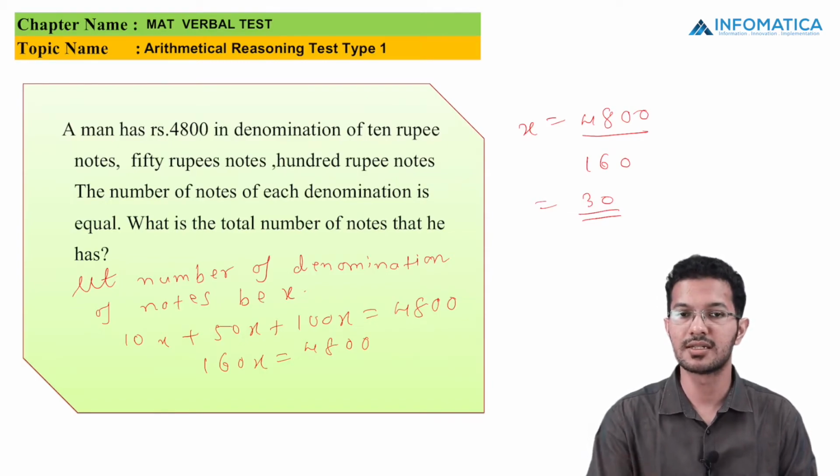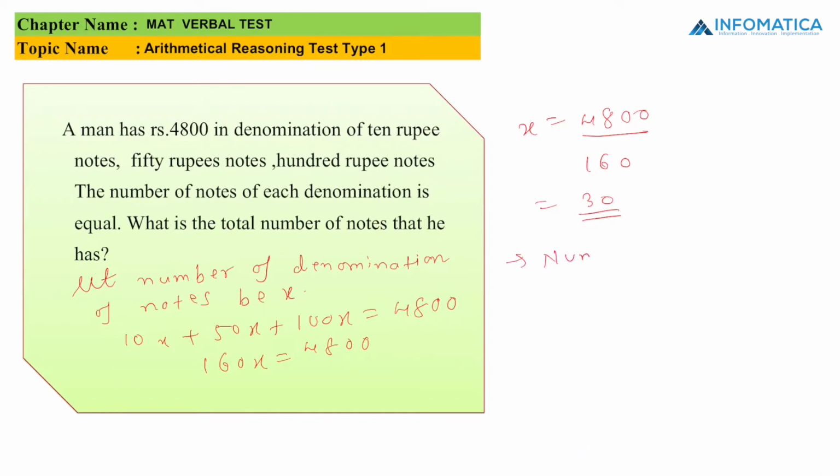Why is it 3 into x? It is 10 rupee notes, 50 rupee notes and 100 rupee notes. Thus, the answer to this question will be option D, which is 90.